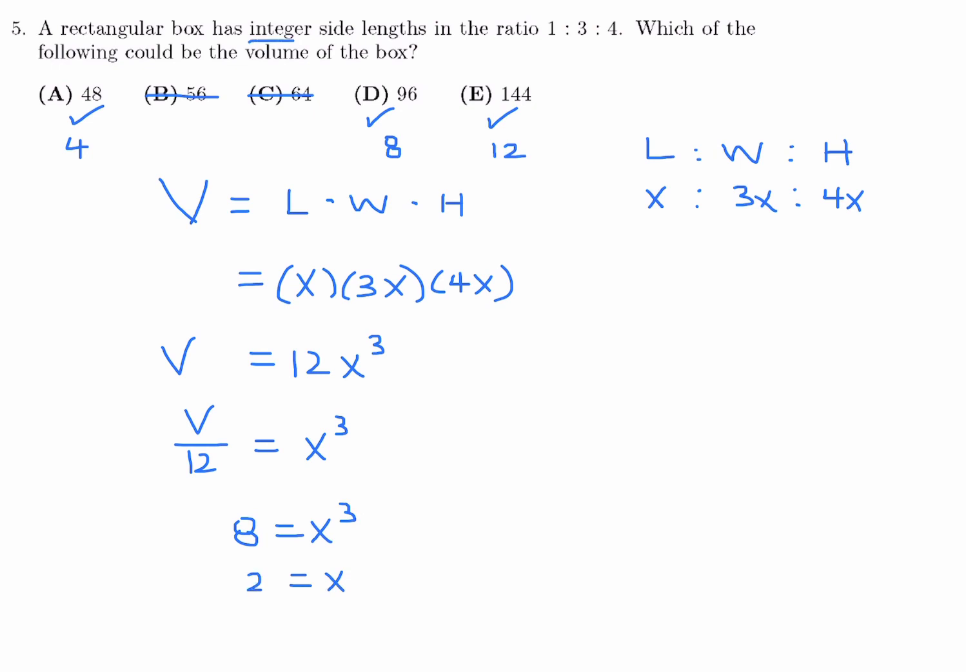And it told you that the side lengths are integers, and that's why we have to look for that perfect cube. So by process of elimination, we got number 5 to be equal to 96, and that would be choice D.